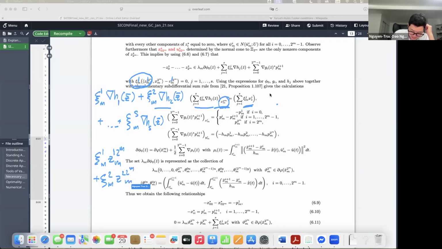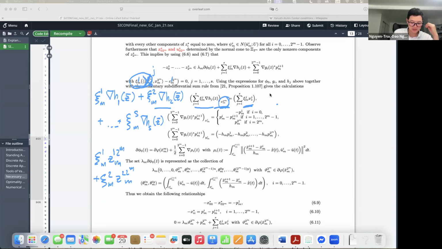And then wait, there is a typo right here. Did you notice that? It must be xj star right here instead of z. This is the typo right here.